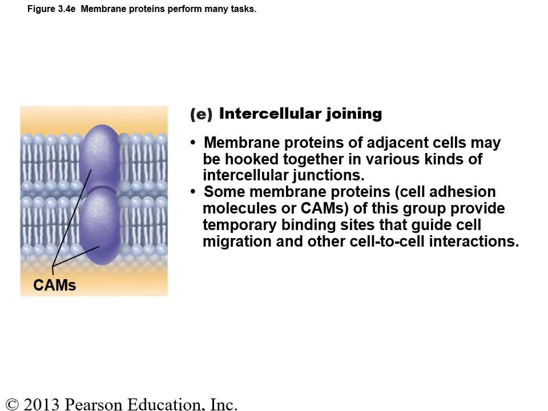And here's an example of intercellular joining. Some of these proteins actually can link cells together like Velcro. CAMs are cell adhesion molecules. Membrane proteins of adjacent cells may be hooked together in various kinds of intercellular junctions. Some membrane proteins, cell adhesion molecules, or CAMs, provide temporary binding sites that guide cell migration and other cell-to-cell interactions. So they're used to hook cells together.